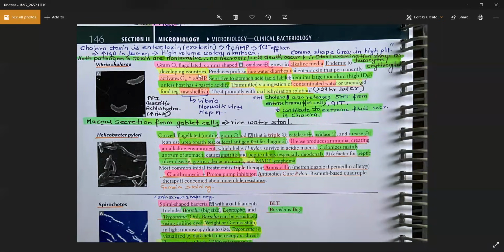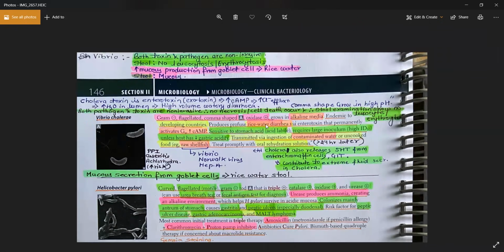Okay, and it is very important that they do not invade your GI mucosa, and as a result you won't get the leukocytosis or the erythrocytosis, right? But you will get the increased release of serotonin. Very important, you will get the increased release of the serotonin. So in the stool examination, what you will get? Water, you will get the mucus, and you will get the serotonin. Okay, water, mucus, and serotonin. These three things are very important.